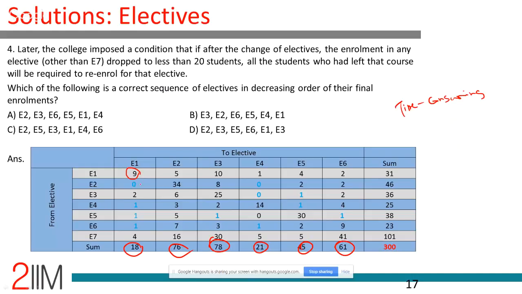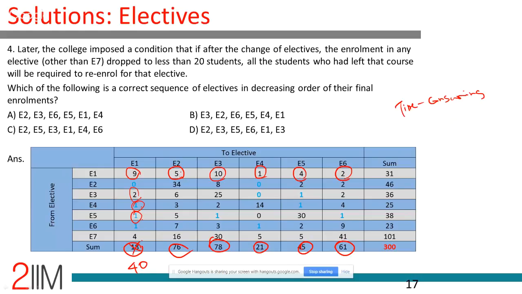From E1, these students have left. So, sorry, from E1 to others: 5 went to E2, 10 went to E3, 1 went to E4, 4 went to E5, and 2 went to E6. All the students who had left that course will be required to re-enroll for that elective. So all these are left. 5 plus 10 is 15, plus 1 is 16, plus 4 is 20, plus 2 is 22. So this will increase by 22, we'll go to 40.